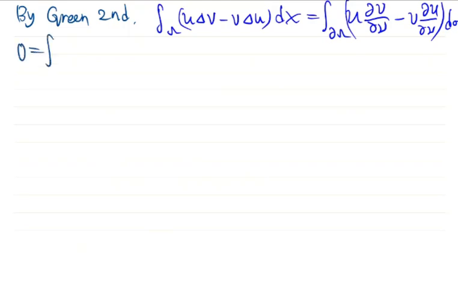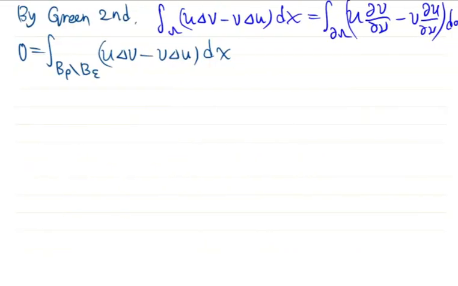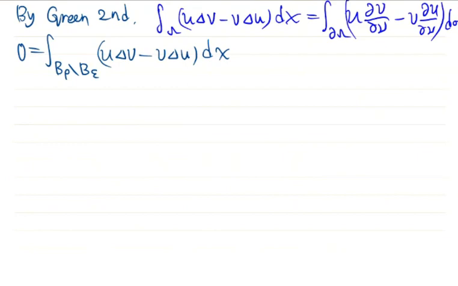0 equals the integral over this domain omega, choosing it as the ball of radius rho, removing the ball of radius epsilon, of u Laplacian v minus v Laplacian u. Why do we have this equality? Because both u and v are harmonic. Laplacian u is 0, Laplacian v is also 0 on this domain. So the integral of this is 0. Therefore, the integral is also 0.